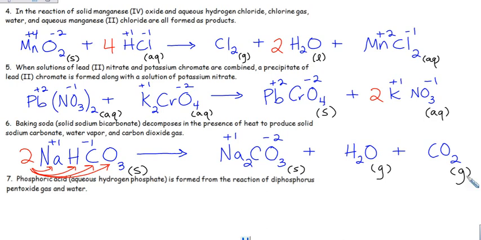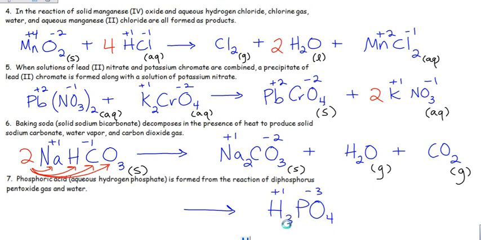The last one says that phosphoric acid, or aqueous hydrogen phosphate, is formed from the reaction of diphosphorus pentoxide and water. So this phosphoric acid, that's my product. The arrow should just always point toward my product. Aqueous hydrogen phosphate. Hydrogen plus 1 and phosphate, PO4 -3. I need 3 of those.